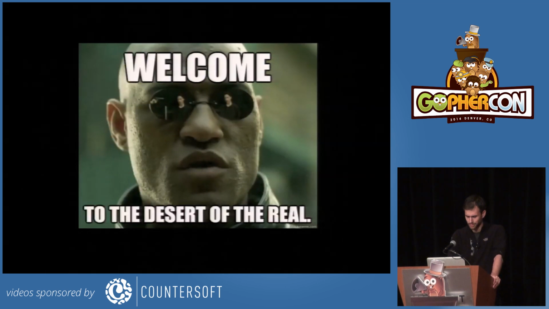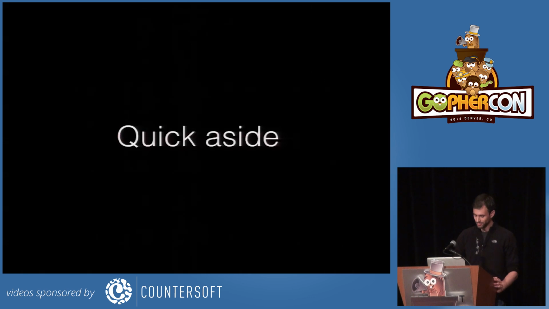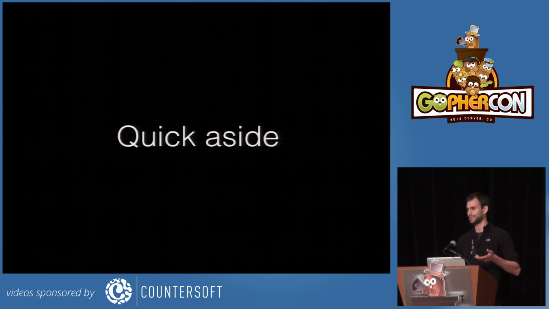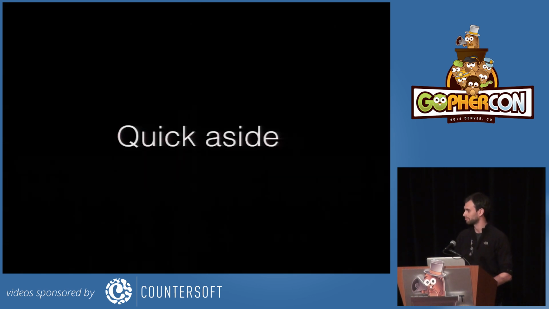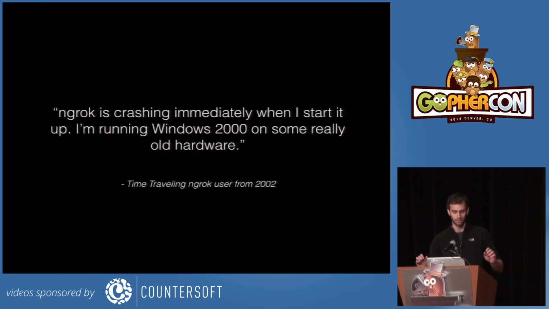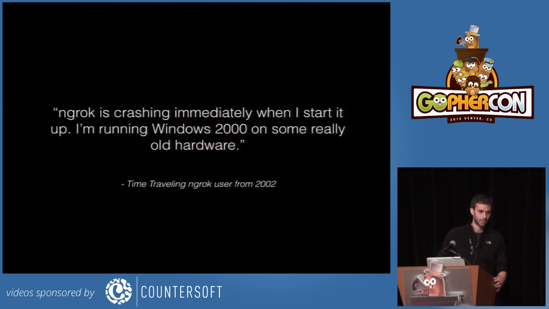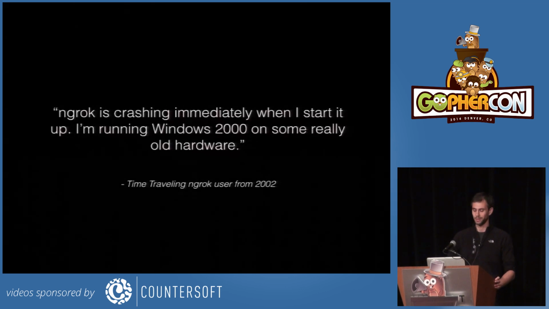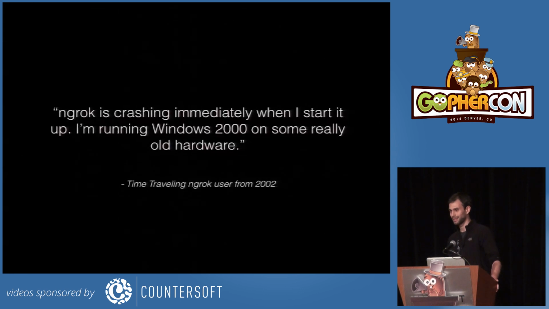I was talking last night with Baron, and he called these hostile environments, which I like a lot. So just how wildly different platforms and architectures are we talking about? This was a support request I got: ngrok is crashing immediately when I try to run it on Windows 2000 on some really old hardware. And I was like, why?